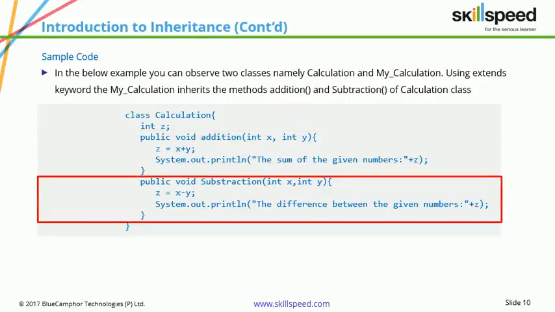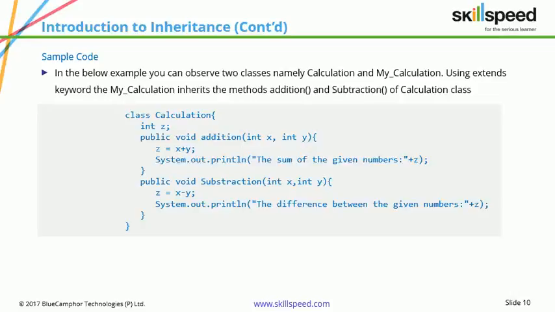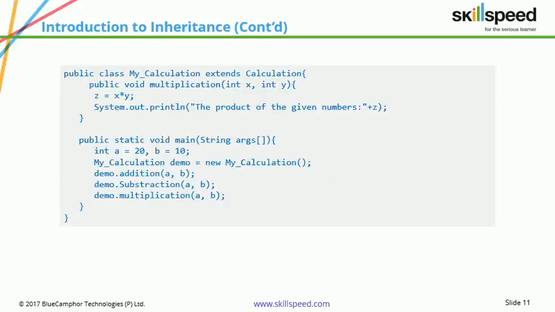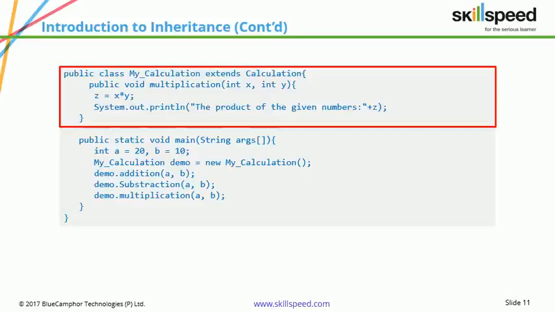Followed by that I have the next method, public void subtraction, again taking two local variables, int x, int y. I am assigning the value of x minus y to the instance variable z, and I am printing that instance variable using the sentence "the difference between the given numbers is" followed by the instance variable z. Then I have the public class MyCalculation, which is extending the Calculation class in which we wrote all this code, where I am writing the public void multiplication method, in which I have two parameters, int x, int y as the local variables, where again I am multiplying those two variables and assigning the value to the z variable.